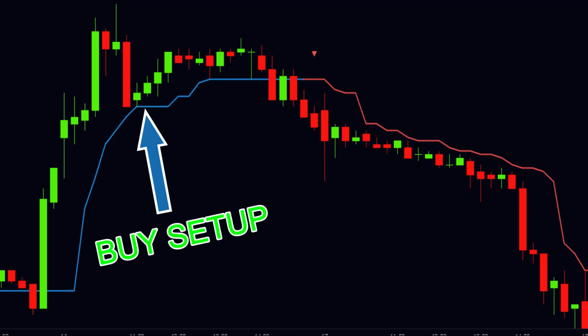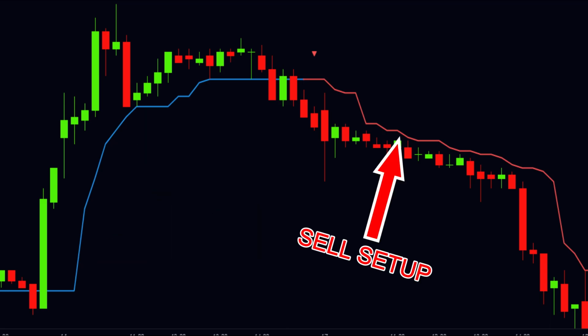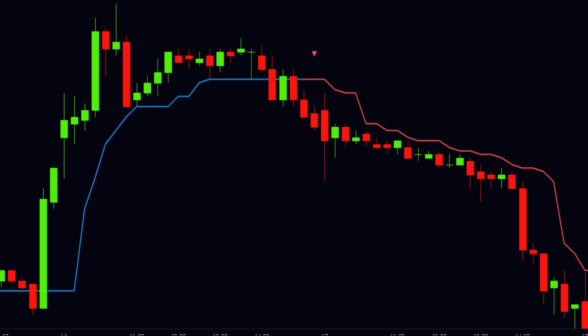We will look for a buy setup when half trend is blue. Similarly, we will look for a sell setup when half trend is red. I hope you clearly understand half trend.